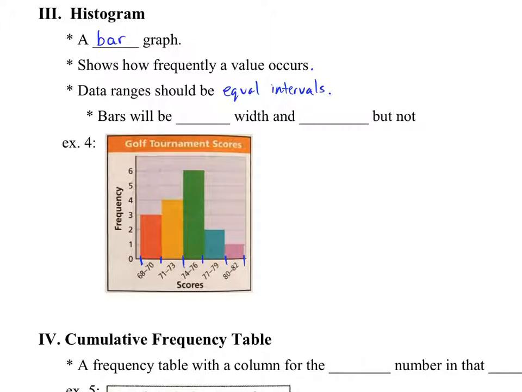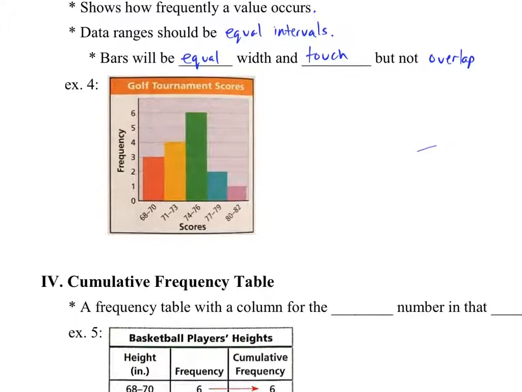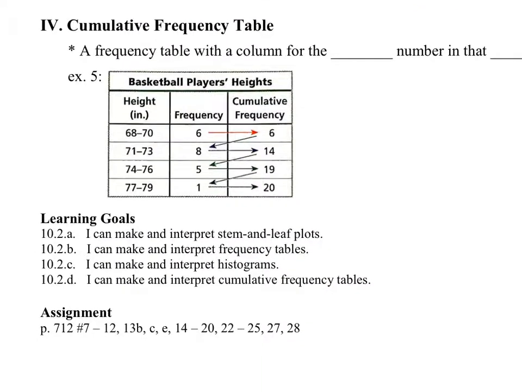And so bars will be equal width, and touch but not overlap. The reason they try to do that is because the numbers are all in order. There shouldn't be a gap between the highest number here, 70 and 71. In golf, you either have a 70 or a 71. You can't have like a 70 and a half. So they try to show that by having the bars all touch each other. Almost done. We okay on the histograms? So when they say make a histogram, they really just mean make a bar graph of the data.